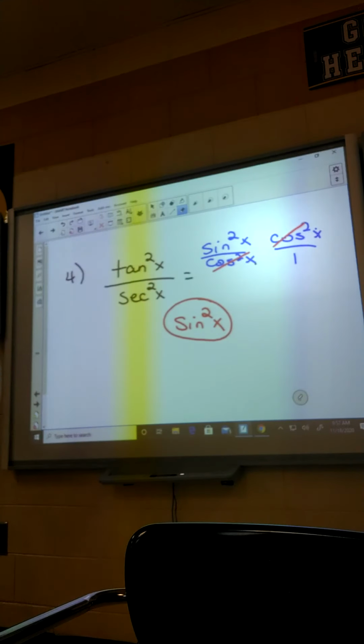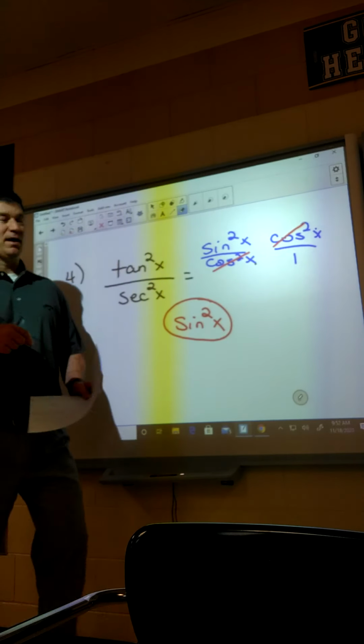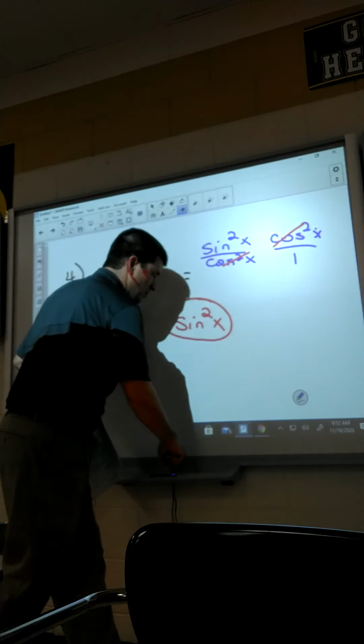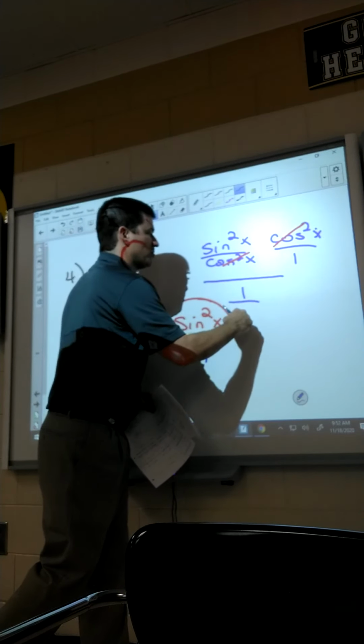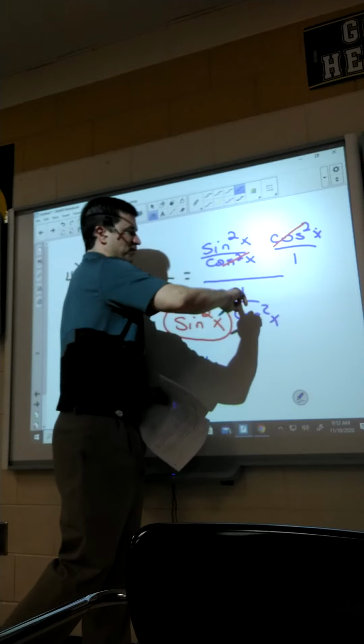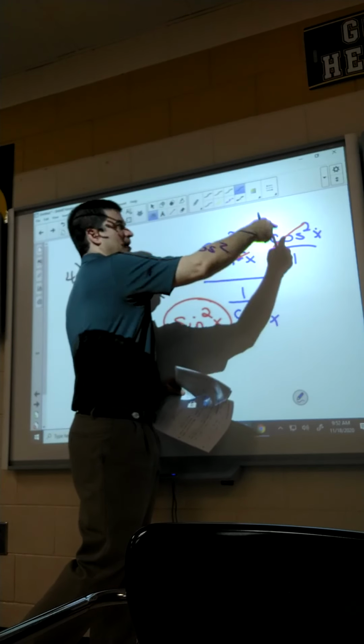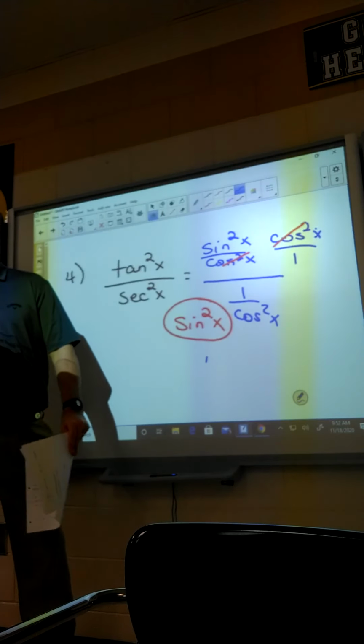Alright, I did keep, change, flip, Blake. The bottom was 1 over cosine squared. So we flip that to cosine squared over 1, then you see what you can cross out.